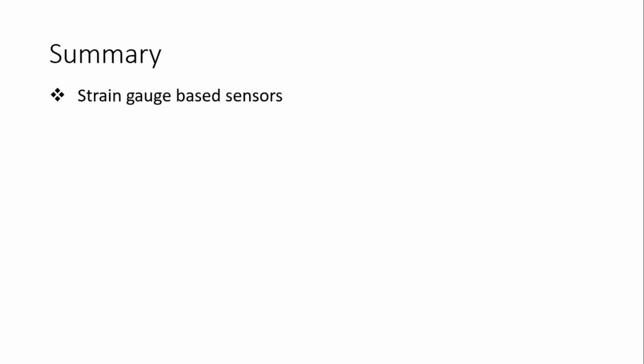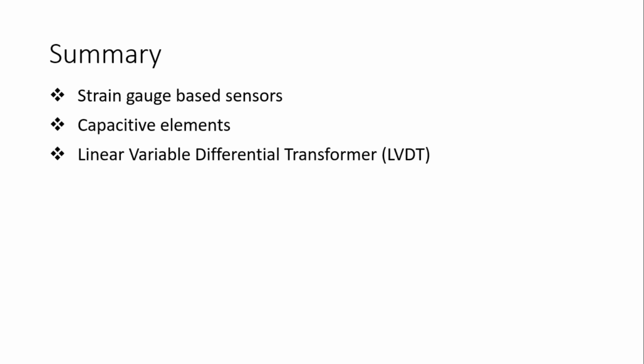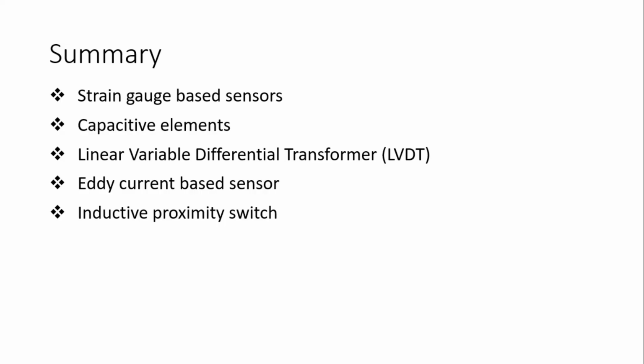Fine. Let me summarize lecture 2. In this lecture, we have seen the construction details of strain gauge based sensors, the principle of operation, and the applications of these sensors. Then we have seen the capacitive element sensors, LVDTs, that is linear variable differential transformer, a very useful sensor in the automation industry, eddy current based sensor, and inductive proximity switch.